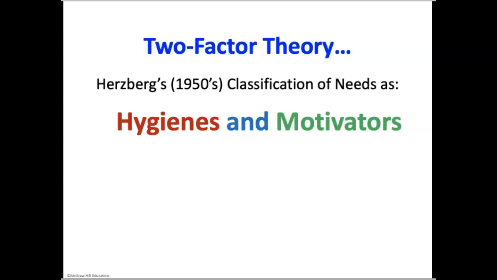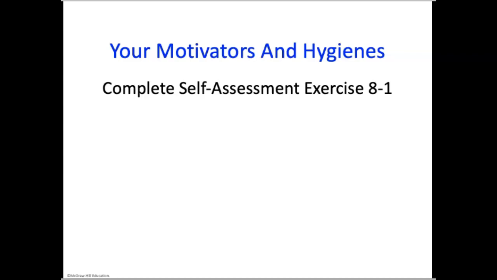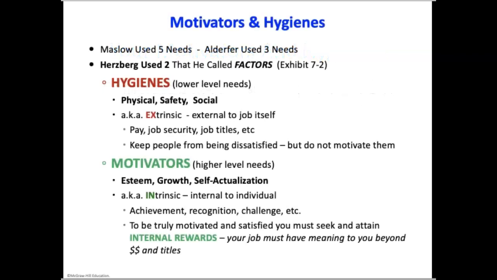2-factor theory. Herzberg's 1950s classification of needs is hygienes and motivators. If you want to take a look at the self-assessment exercise on 8-1 of your text, your motivators and hygienes. Maslow used 5 needs and Alderfer used 3 needs. Herzberg used 2 that he called factors, and these are explained in Exhibit 7-2 of your text.